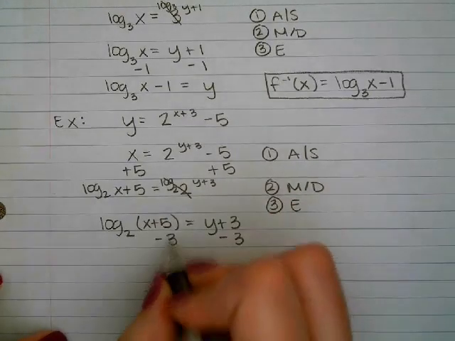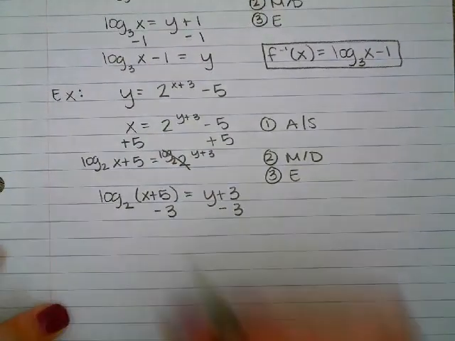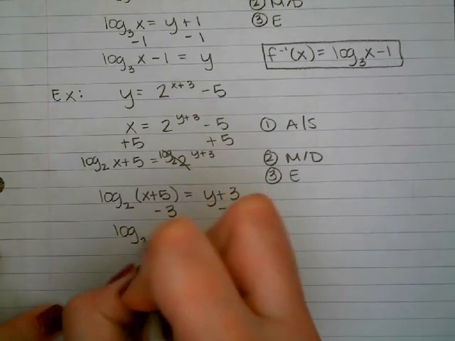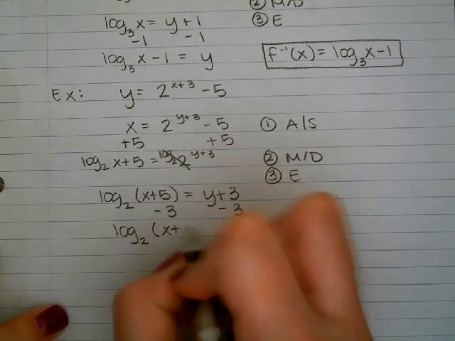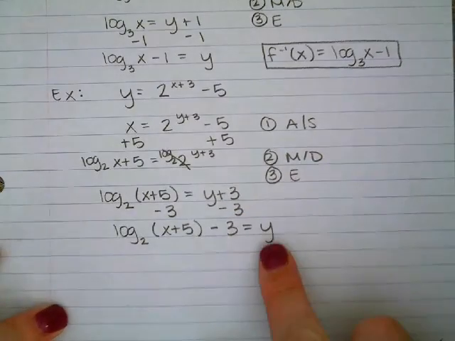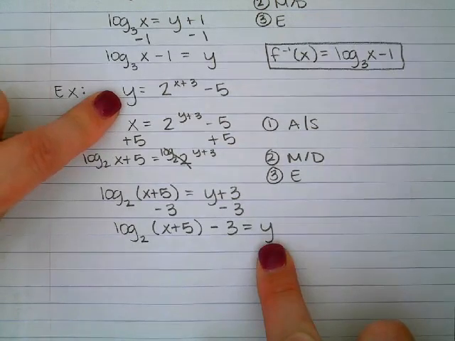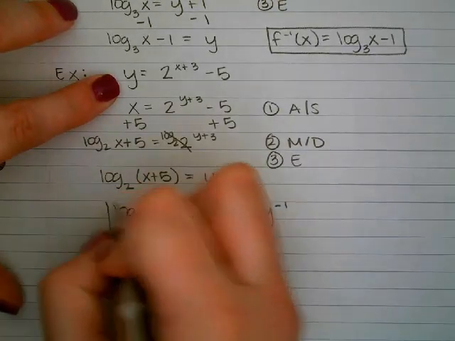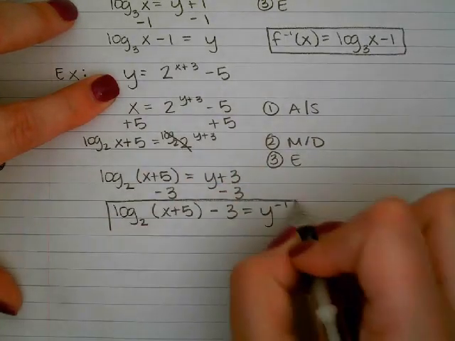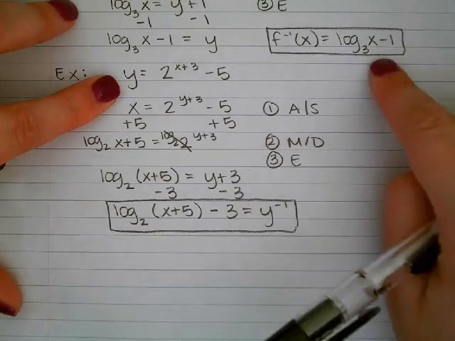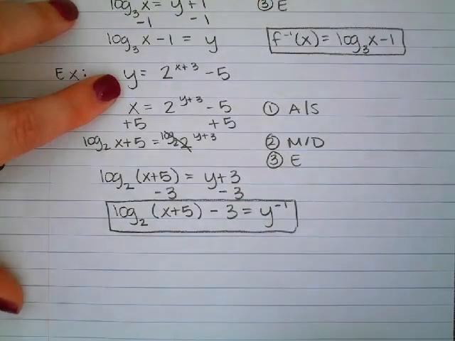That subtract 3 doesn't happen to the 5. It happens to the whole thing. So I'm going to say log base 2 of x plus 5 with a minus 3 on the end equals y. And the y already matches the notation of the original problem, so all I have to do is stick an inverse on it, and my answer is done. If it makes you uncomfortable that it's backwards, you could switch it around and put the y inverse on the left.